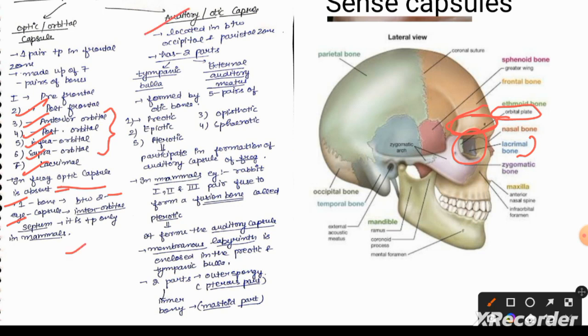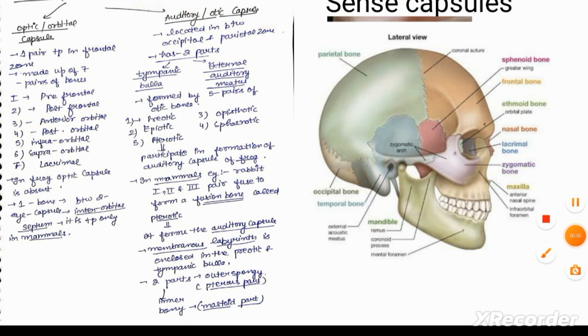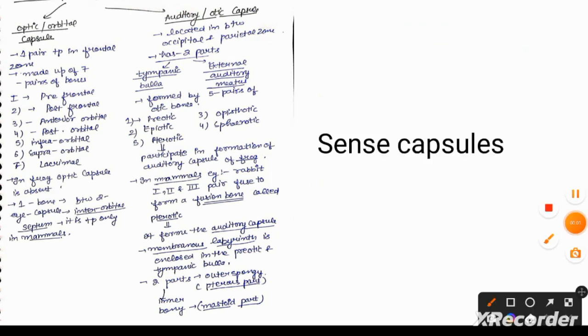Second one is the auditory or otic capsule. So this auditory and otic capsule will be located between the occipital and parietal zone of the skull bone, and it will consist of two parts. First one is the tympanic bulla and second one is the external auditory meatus, and it will be formed by five pairs of bones, meaning 10 bones. First pair is preotic, second epiotic, third is opisthotic, fourth is sphenotic, and fifth one pterotic.